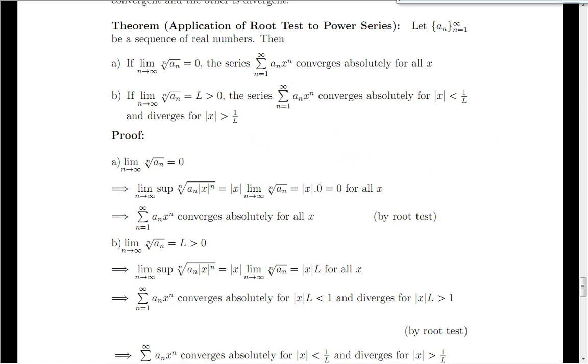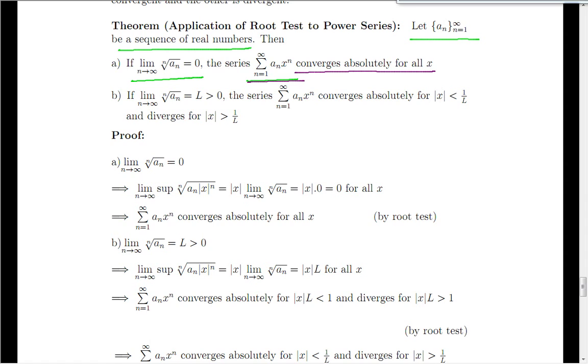Okay. Now let us see a theorem in which we will study convergence and divergence of power series. a_n is a sequence of real numbers, so that this becomes the power series a_n x raised to n. If the limit of the nth root of a_n is 0, then the power series a_n x raised to n converges absolutely for all x.